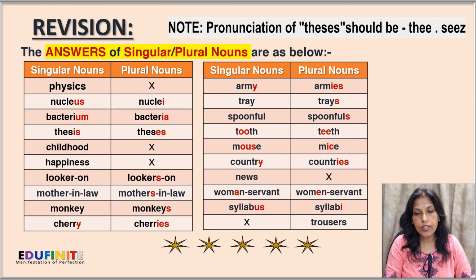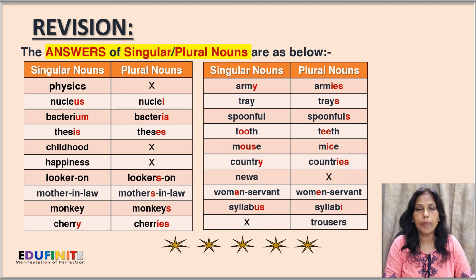Looker-on becomes lookers-on, mother-in-law becomes mothers-in-law, monkey becomes monkeys, cherry becomes cherries, army becomes armies, tray becomes trays, spoonful becomes spoonfuls, tooth changes to teeth, mouse changes to mice, country changes to countries, news has no plural form, manservant changes to menservants, and syllabus changes to syllabi, and trousers has no singular form.